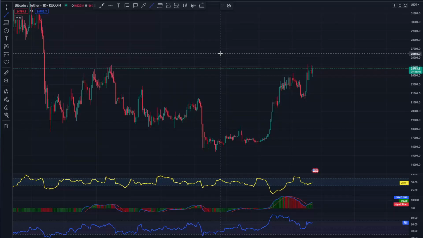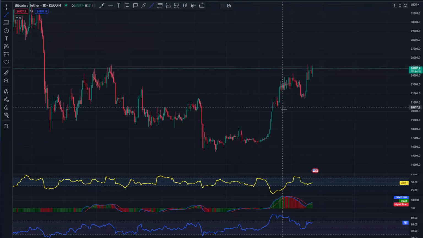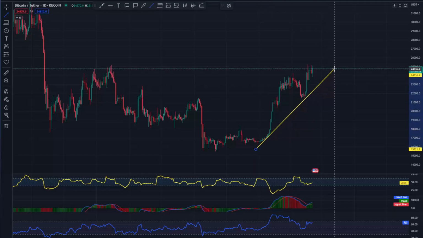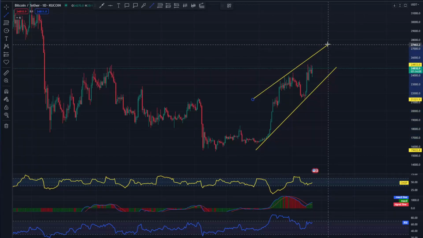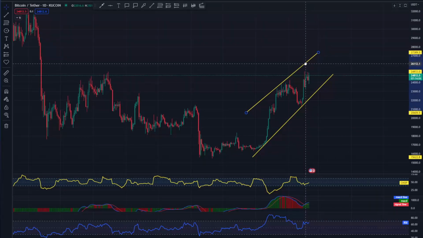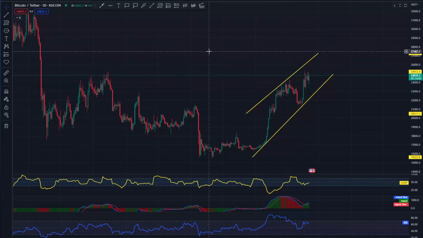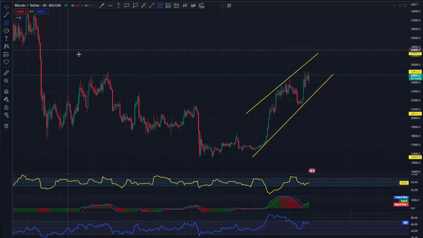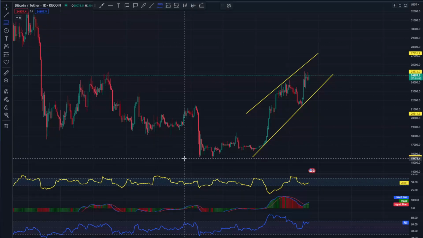Let's start by checking the current situation on the BTC pair to USDT, taking into account the one-day interval. First, we will use the yellow lines to mark the uptrend channel in which the BTC price is moving. Now we can move on to marking the places of support in the event of a correction.